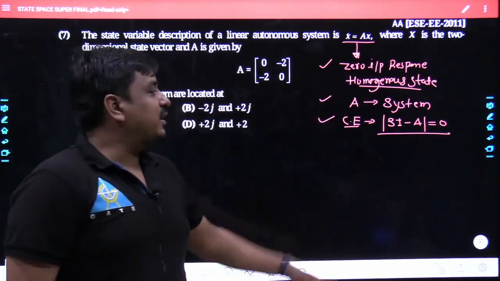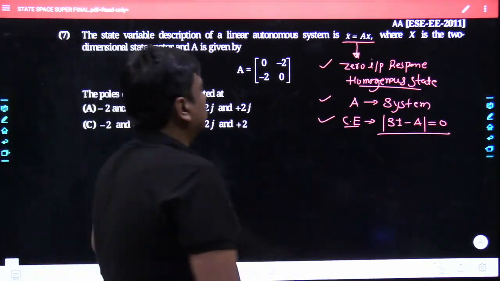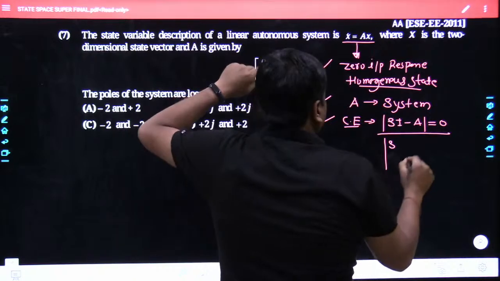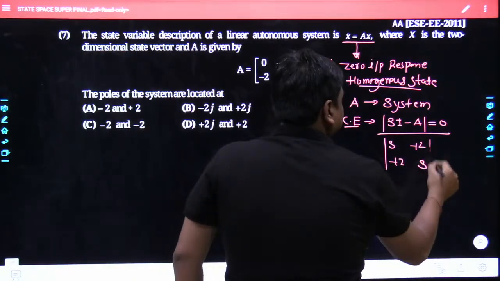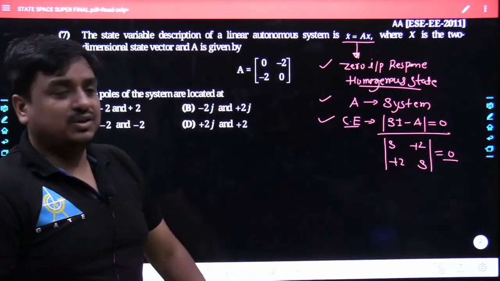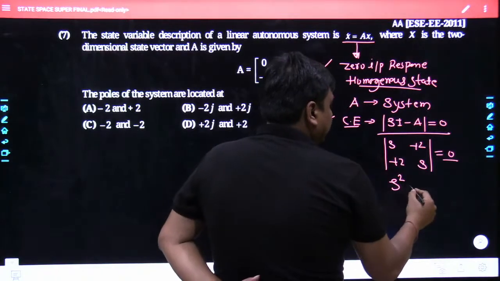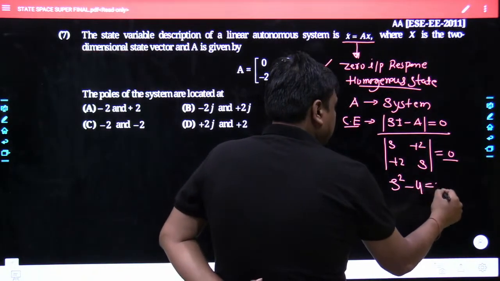If you do not have an idea from where this formula has been derived, you can go through my last video. So here goes: s minus 0, that's simply s. Here comes plus 2, here comes plus 2, and here goes s itself. I have to take the mod of this matrix and thereafter compare it with 0. So here s and s get multiplied, it's going to be s square, and here it becomes minus 4, compared with 0.